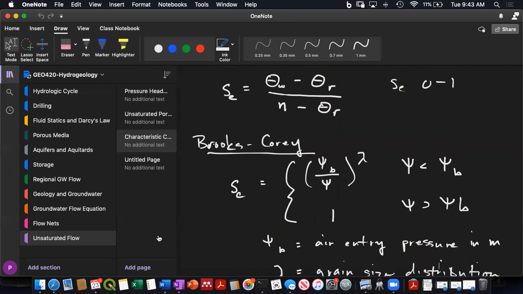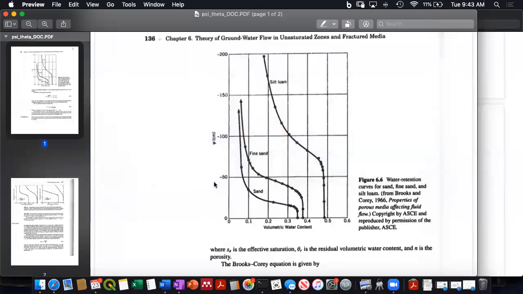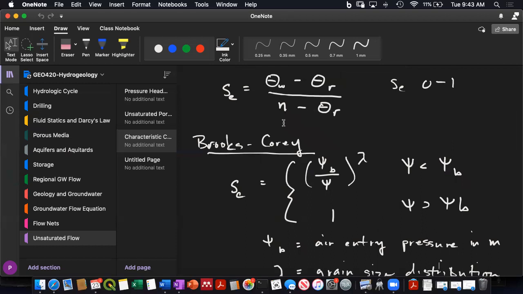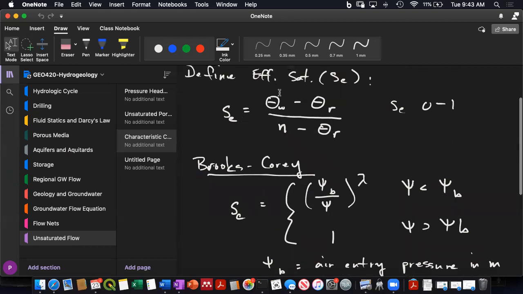If we look at these, they're always plotted as psi versus theta sub w. So you can just solve this equation for theta sub w and back out theta sub w. So you would have a column of SE, and then another column that solves for theta sub w. And then all I do is plot. I make it a plot in Excel. The Y is my psi column, and the X is my theta sub w column.